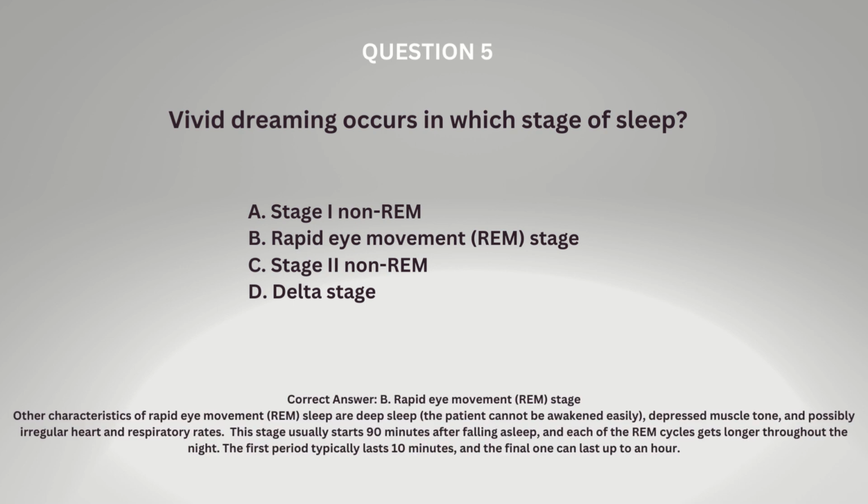Rapid eye movement. Other characteristics of rapid eye movement, REM, sleep are deep sleep. The patient cannot be awakened easily. Depressed muscle tone, and possibly irregular heart and respiratory rates. This stage usually starts 90 minutes after falling asleep, and each of the REM cycles gets longer throughout the night. The first period typically lasts 10 minutes, and the final one can last up to an hour.